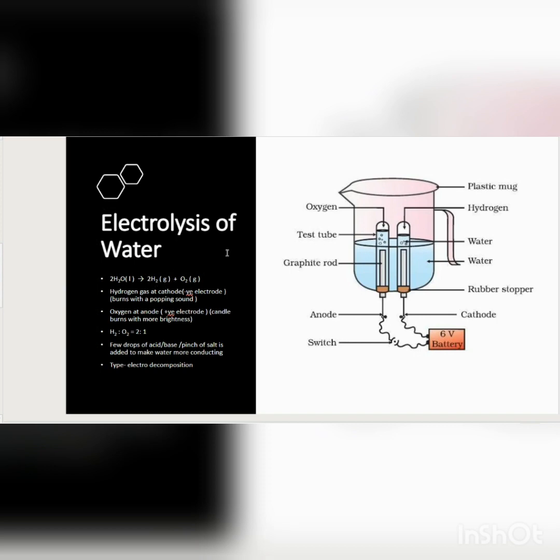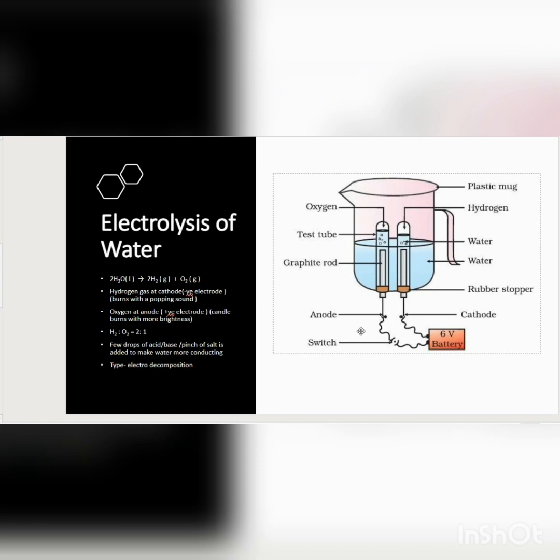Now, to do the electrolysis of water, the arrangement we want is a container and two electrodes made up of graphite. The graphite electrodes are used during the electrolysis of water. The graphite electrode connected to the positive terminal of the battery is called the anode, and the graphite electrode connected to the negative terminal of the battery is called the cathode. So anode is positive and cathode is negative.